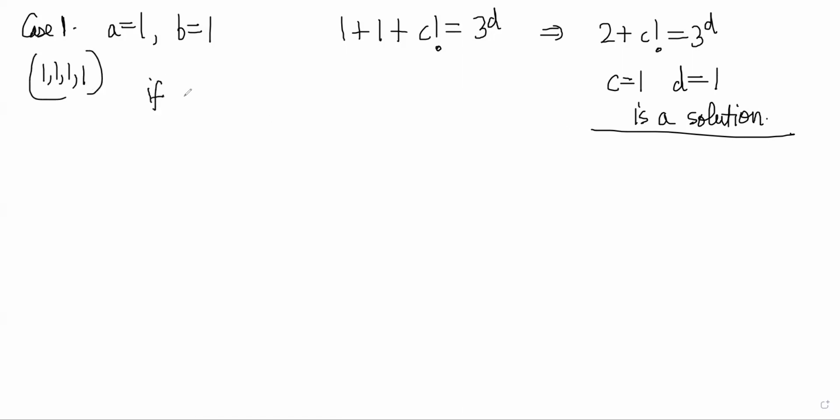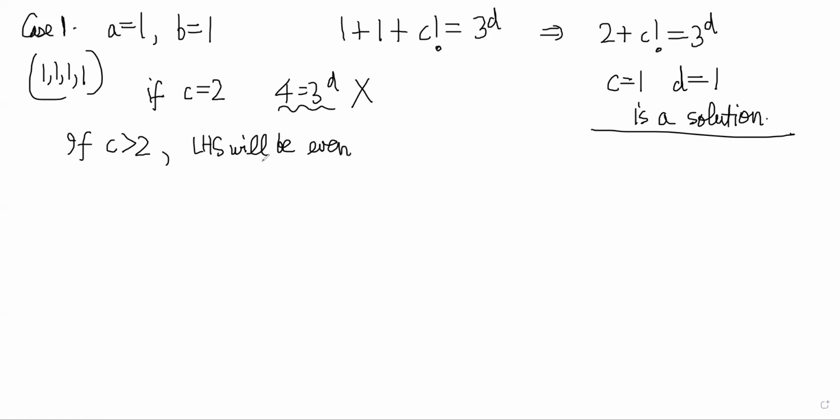If C is equal to 2, you don't get any solution because you get 4 is equal to 3 power D, which is not possible, right? If C is greater than 2, what will happen is the LHS will be even, because any higher factorial, 3 factorial and all is even, and 1 plus 1 is 2. So LHS will be even, but RHS is odd. So C greater than 2 is not possible. C is equal to 2 also doesn't work. So the only solution in case 1 is 1, 1, 1, 1, right?